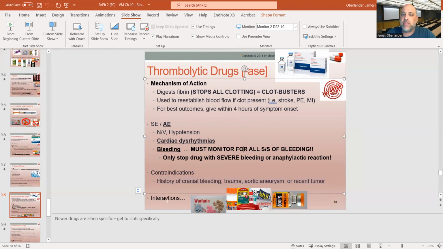And again, interactions. These drugs kind of are given alone. We don't want to give them with warfarin. We don't want to give them with heparin. We don't want to give them with NSAIDs that affect bleeding, or your aspirin that can affect bleeding. We really want to be careful about what we're giving them with.